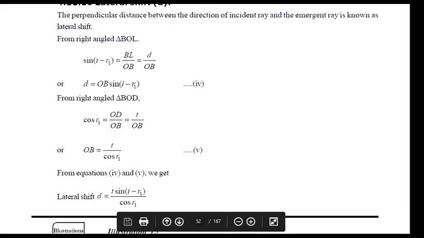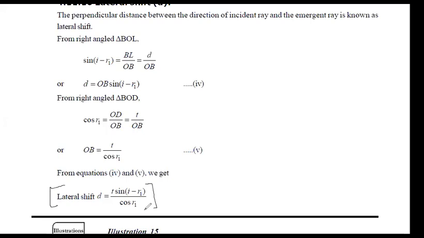So this is the formula of lateral shift, which you can get using trigonometry. This is done. So as I said, first calculate D in terms of OB. Find OB, then D when you get OB. So this is the derivation.